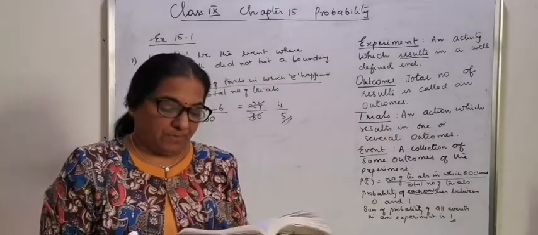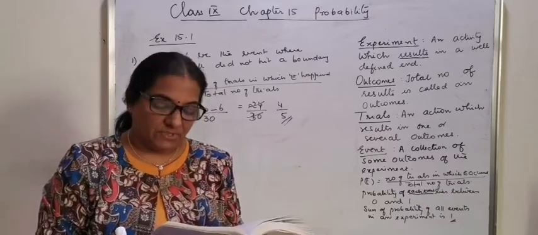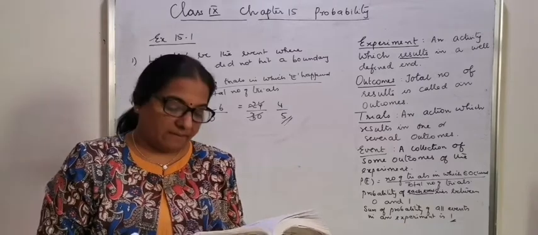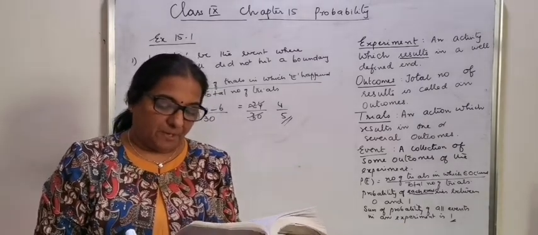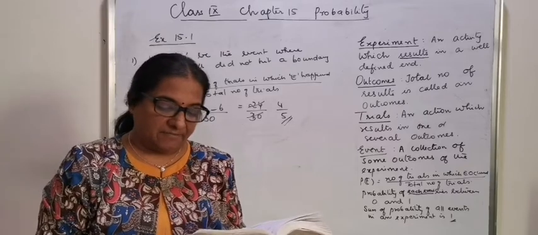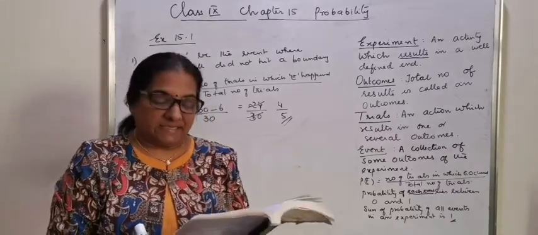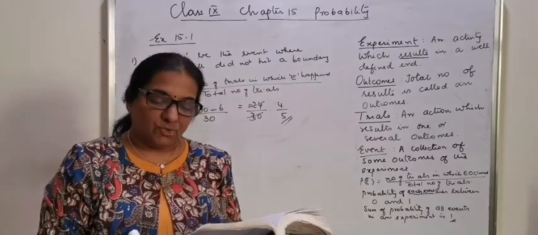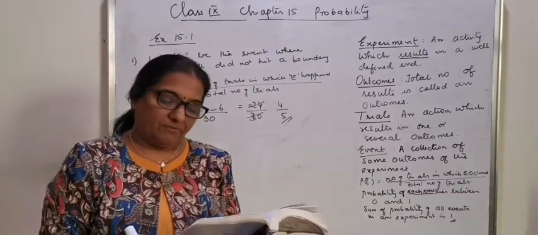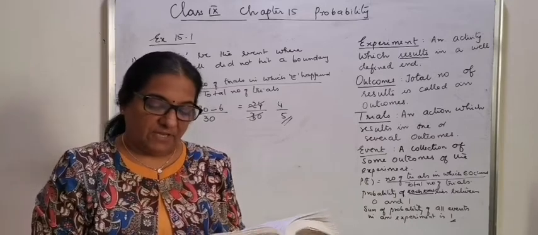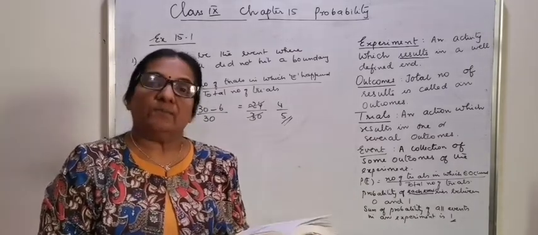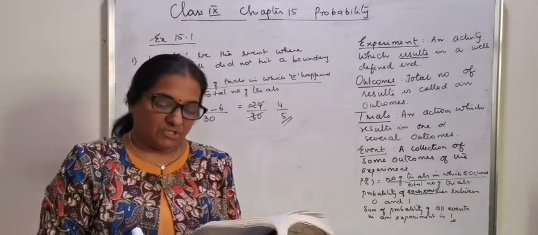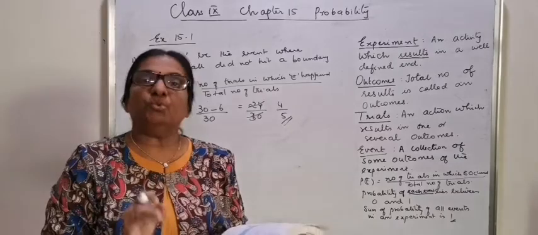Question number 2. 1,500 families with 2 children were selected at random and the following data was recorded. Compute the probability of a family chosen at random having 2 girls. The table shows the number of girls in a family: 2, 1 and 0. Number of families 475, 814 and 211, which totals 1,500.